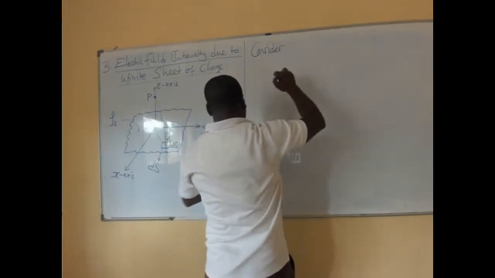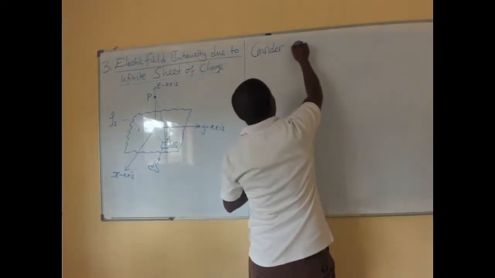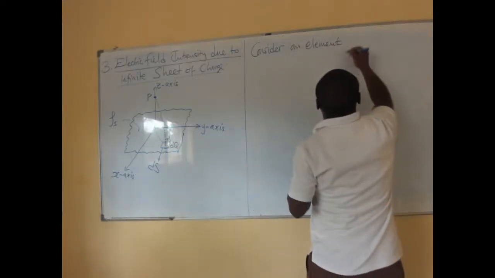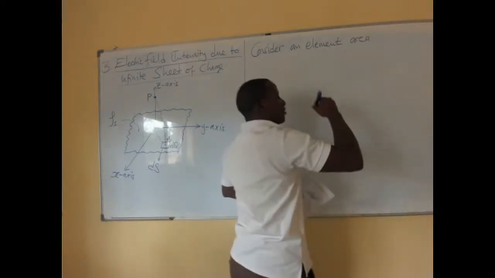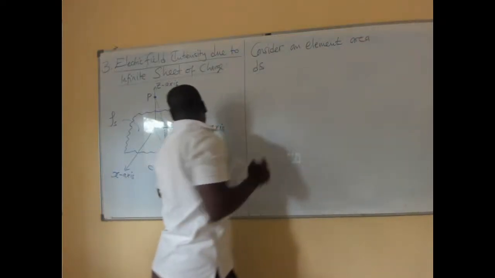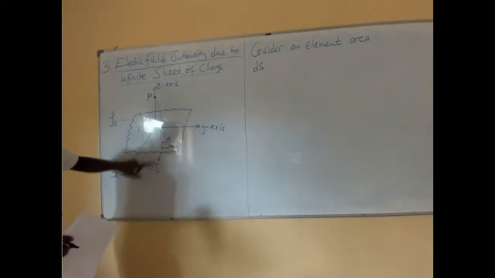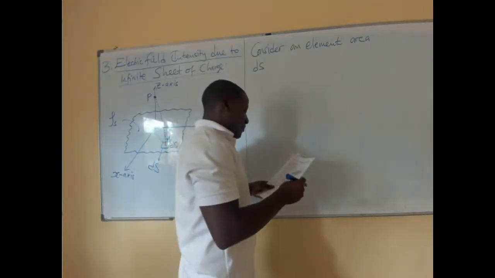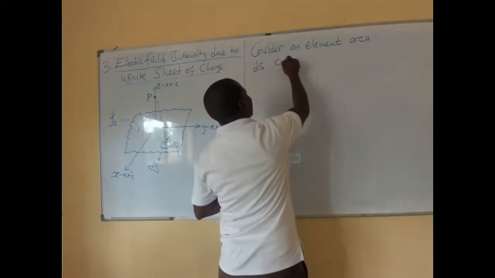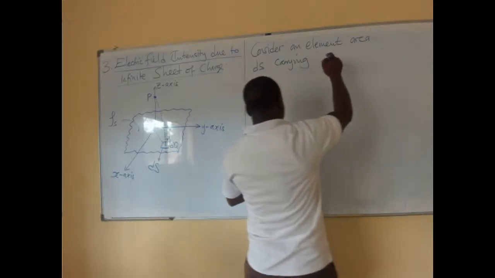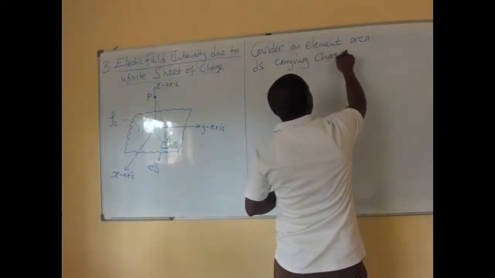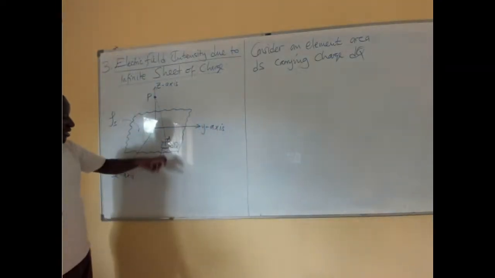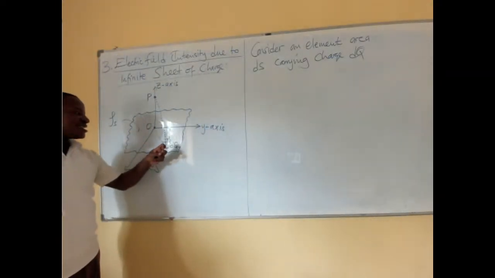What we get is that we consider an element. This element, which is of course an area, we are calling ds, which is this area here that we have cut. Of course, this ds is actually carrying charge, so we are calling this charge dq. So this small area, which we are calling ds, is carrying charge dq.